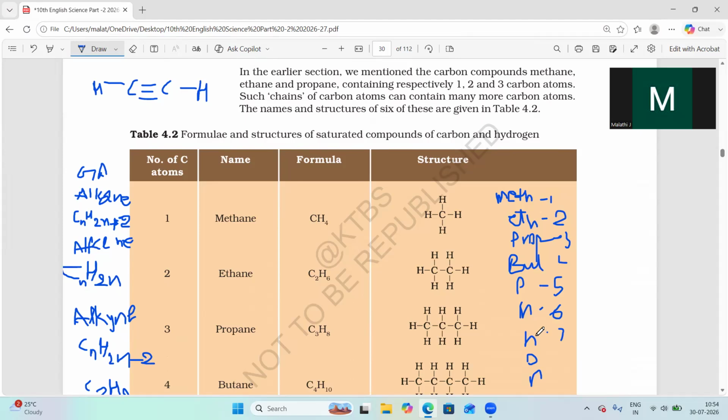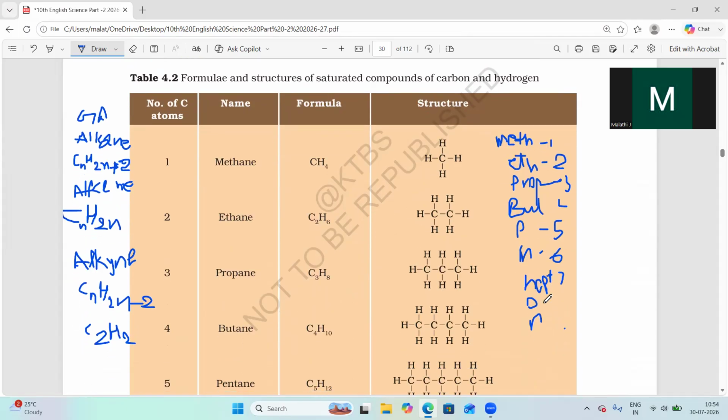This is hept. Hex is 6. This is oct. This is non. This much you should know. Based on these names, you should give the number of carbon atoms. So here are some examples they had given, showing how to write the structure by using the formula.